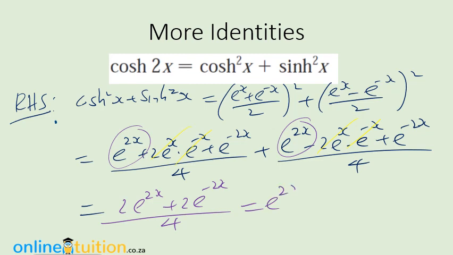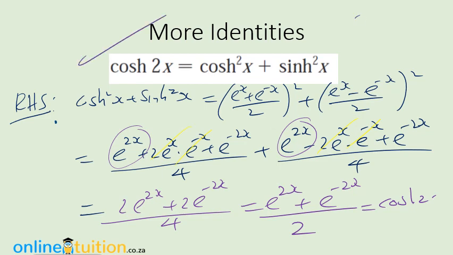And yeah, we expect this result, e to the 2x plus e to the minus 2x all over 2, which is nothing more than cosh 2x. And there's your 1 mark. Awesome.